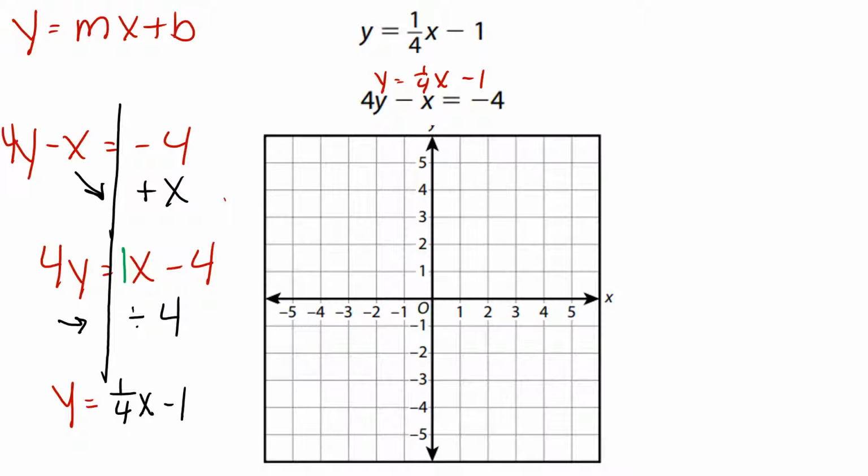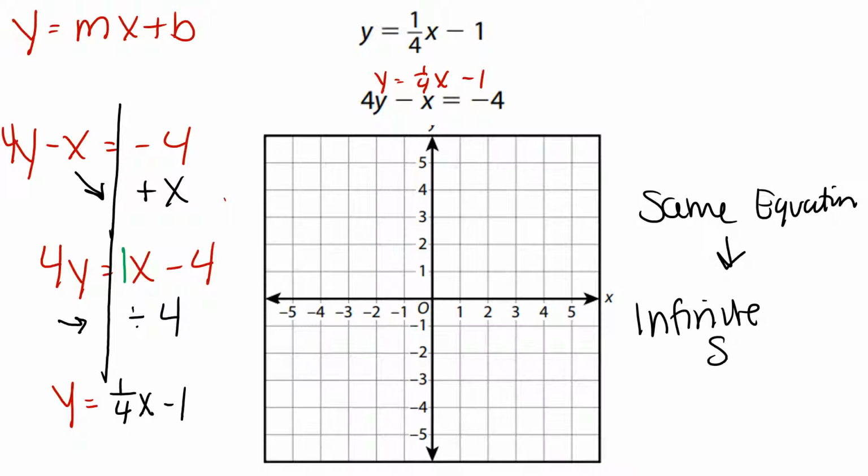Looking at these two equations, the top one, y equals 1/4 x minus 1, and the bottom equation, y equals 1/4 x minus 1, we know that they are the same equation. When you have the same equation, you are going to have an infinite solution. We can tell that without even graphing it. However, you still have to graph your answer.